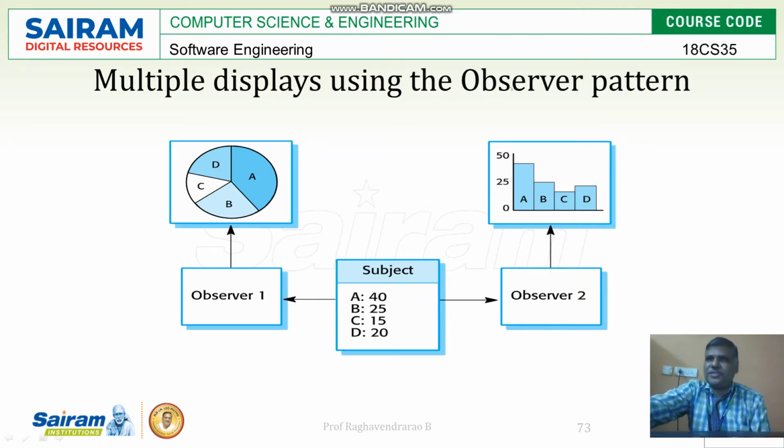Now you see multiple displays using the observer pattern. Now I am going to observe the subjects. A, B, C, D, there are 4 subjects, and the marks are displayed here. Observer 1 observes that in a pie chart. Observer 2 observes those things in a bar chart. Both are different. The way in which we see the functionalities is going to be different.